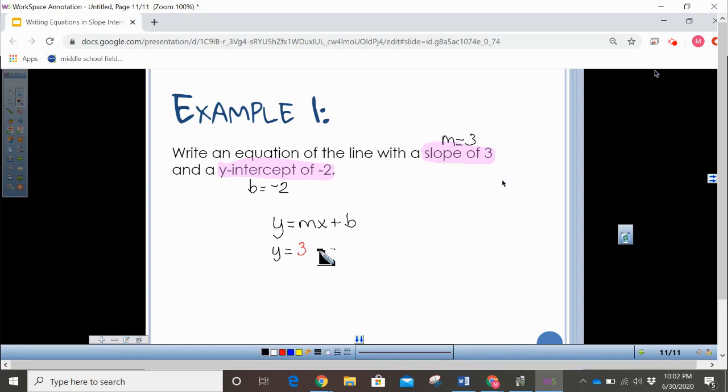3x plus a -2. Now, this is a correct way to write this. However, now that we are in 8th grade, we really don't write plus a negative. And so we would actually write this as y equals 3x minus 2. And this would be our answer.